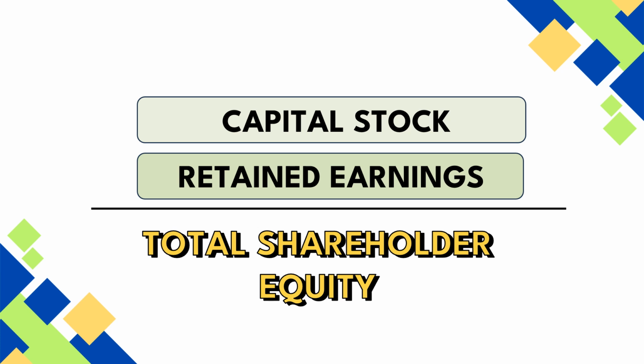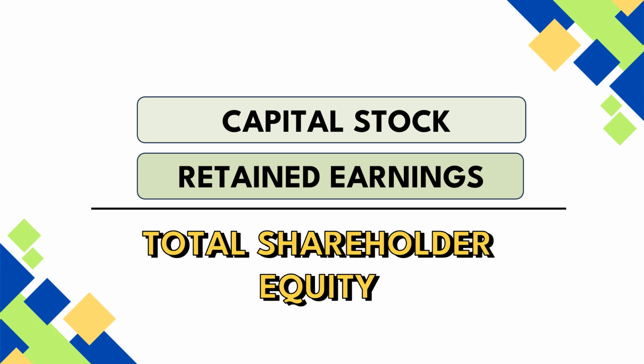Total shareholders' equity is divided into two things: the capital that you're able to raise through what you call your capital stock, and the earnings that you're able to generate with your business or your corporation, or what we call our retained earnings, right? So you have your capital stock, which is basically the capital that you're able to raise, and retained earnings, or basically the profits or the margins that you're able to generate.